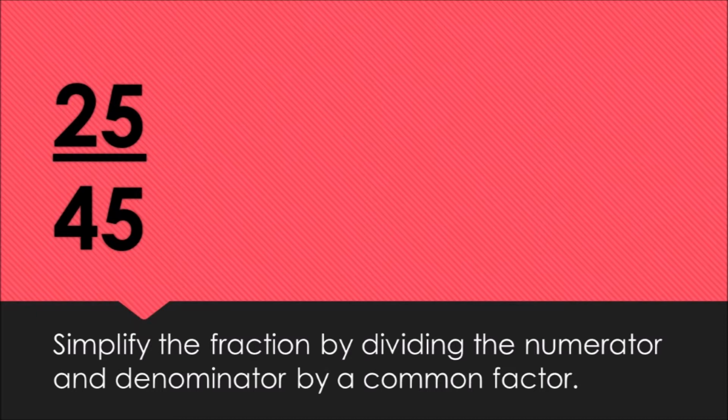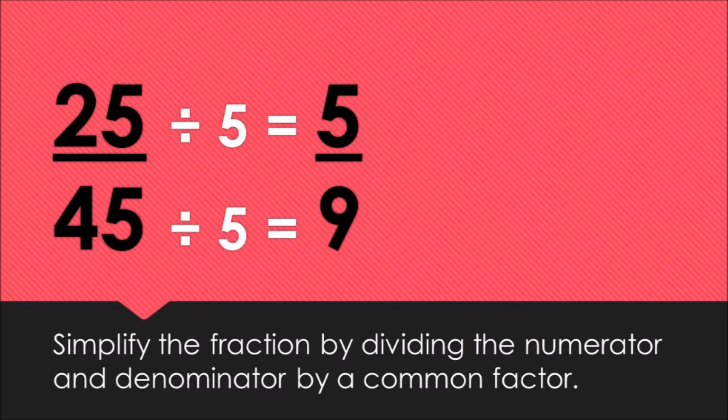25/45. What factor can we divide it by? By 5. 25 divided by 5 is 5. 45 divided by 5 is 9, and we get 5/9.